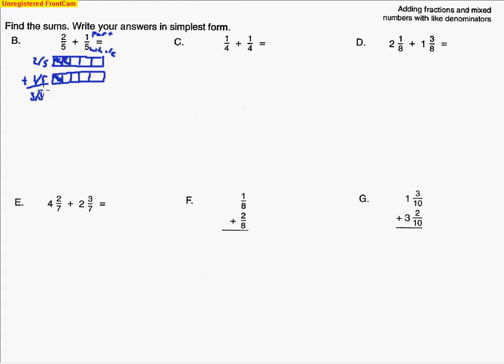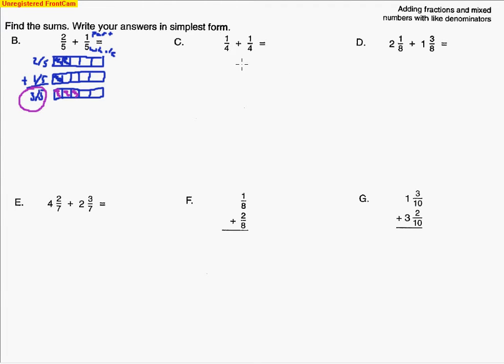And to show that, what I can do is draw another bar, dividing it into the same number of sections, and then showing that. See, again, I have these 2/5, and then I added on 1/5, and that made a total of 3 out of 5 pieces filled in. So that would be our answer, 3/5.